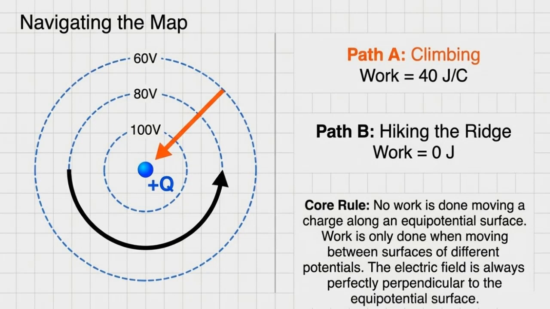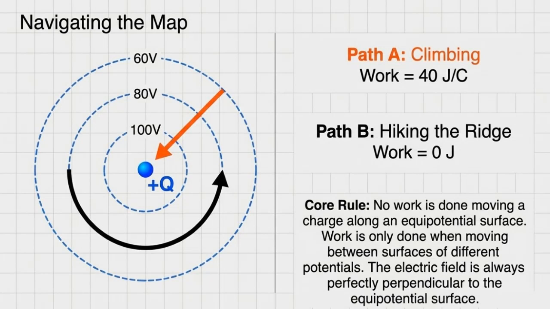Let's examine how work is done when moving a charge in an electric field by comparing two paths. If you move a charge directly inward, or climb, from a potential of 100 volts down to 60 volts, it requires work, in this example 40 joules per coulomb. On the other hand, if you move the same charge along a path that follows the equipotential lines, like hiking around the ridge, there is no work done because the potential remains constant.